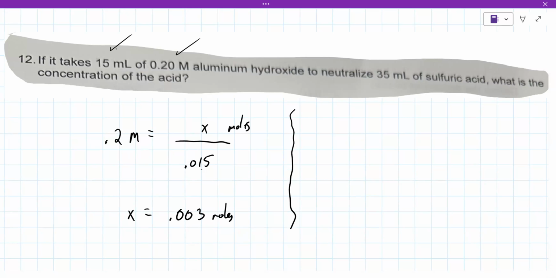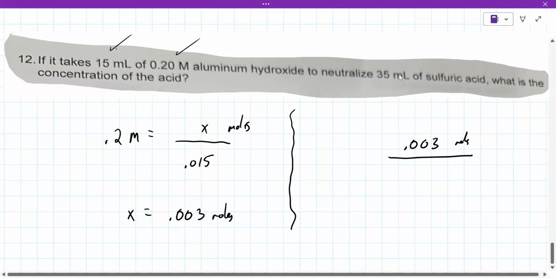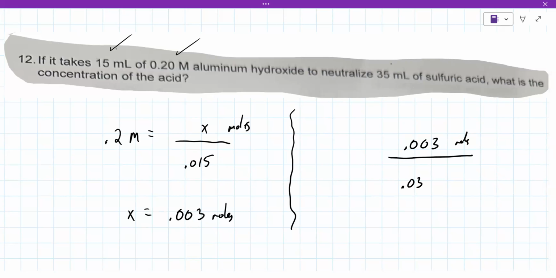Okay, and that means in the new part of our problem, moles per liter, we have 0.003 moles. We're just calculating moles and they're the same. And so this time it's 35 milliliters, so that's 0.035 liters. Zero point 0.00857.